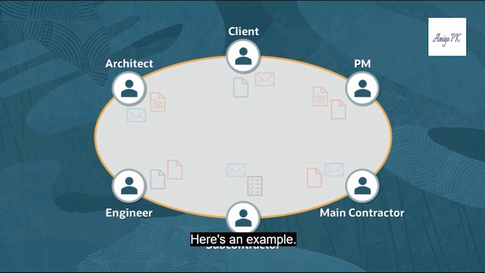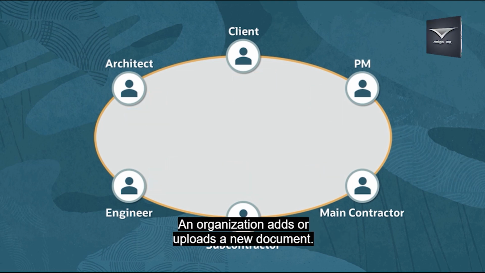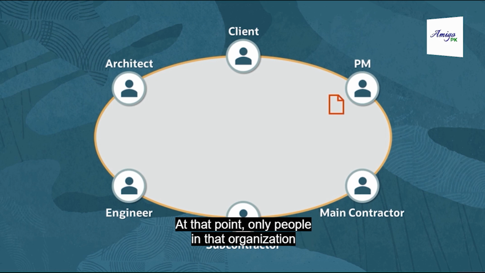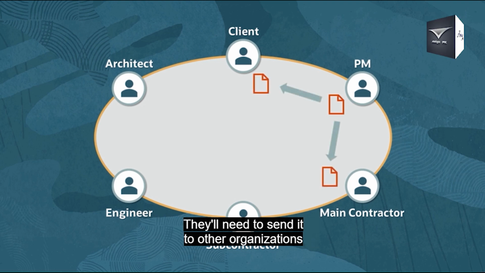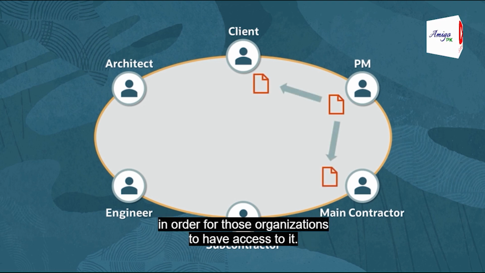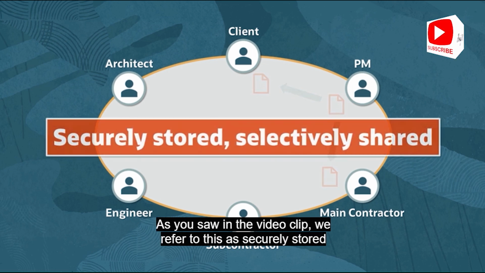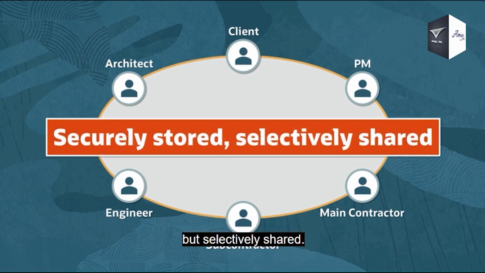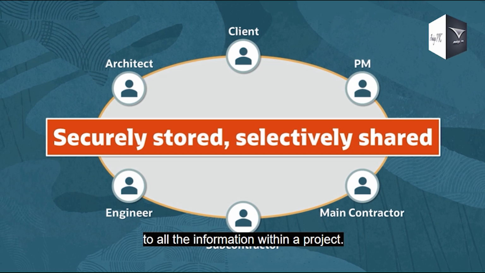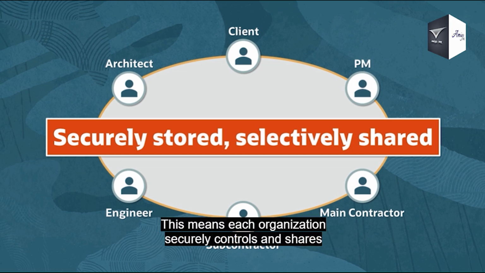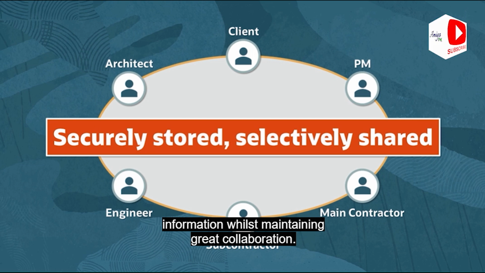Here's an example. An organisation adds or uploads a new document. At that point, only people in that organisation who have access to that project can see the new document. They'll need to send it to other organisations in order for those organisations to have access to it. As you saw in the video clip, we refer to this as securely stored but selectively shared. Again, remember, no single organisation has access to all the information within a project. This means each organisation securely controls and shares information whilst maintaining great collaboration.